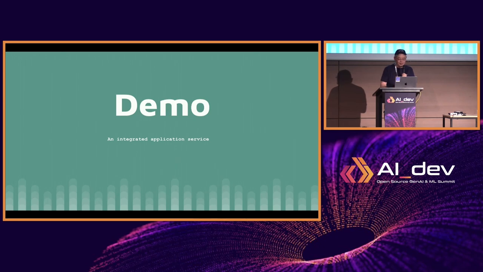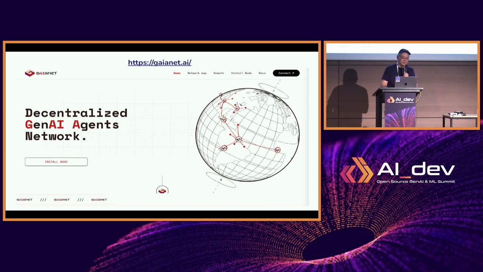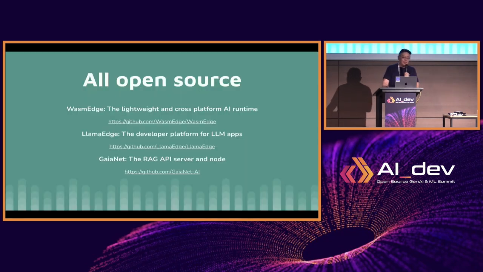I don't think I have time for the demo, but everything I talked about today is open source. There's the WasmEdge runtime, which is the WebAssembly runtime we talked about, and then LlamaEdge is the AI libraries that build on top of WasmEdge. That makes use of WasmEdge to interact with large language models and other AI models like YOLO, Vision, and Whisper. There's a large library of models you can already work with using WasmEdge.